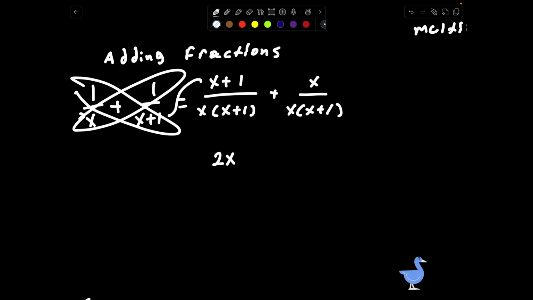So we're going to go ahead and add up the x's, which gives us 2x plus 1, still having the same common denominator, x plus 1. That's it. And this is the exact structure that shows up all the time in calculus as well.